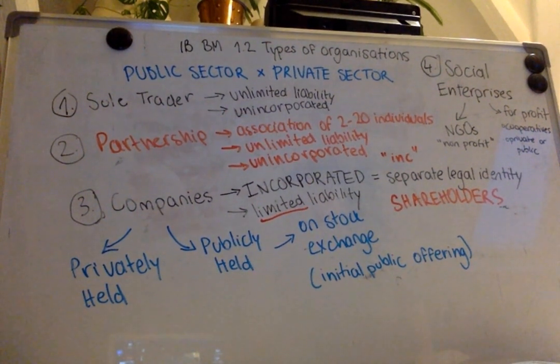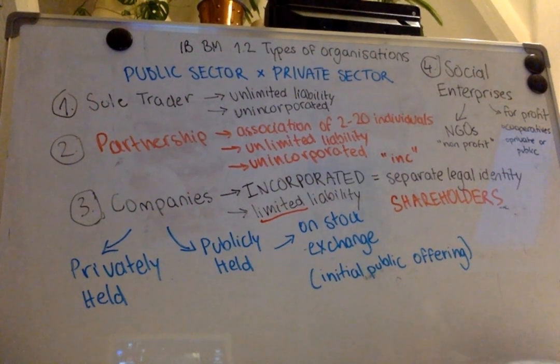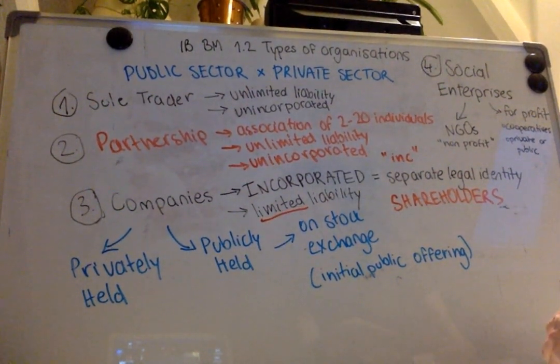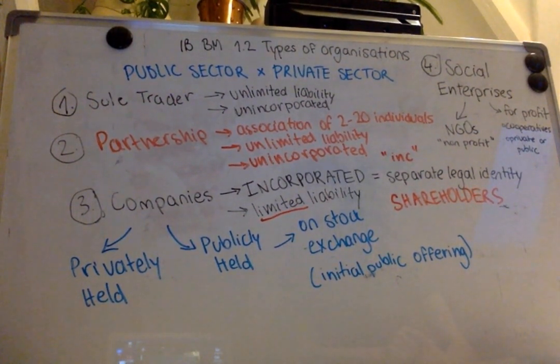And now we're going to look at the four types of organizations. So first we have the sole trader, and a sole trader is just a person who has a business. It is one person. For example, remember when you made slimes in middle school and then you would sell them to your friends? You were a sole trader.